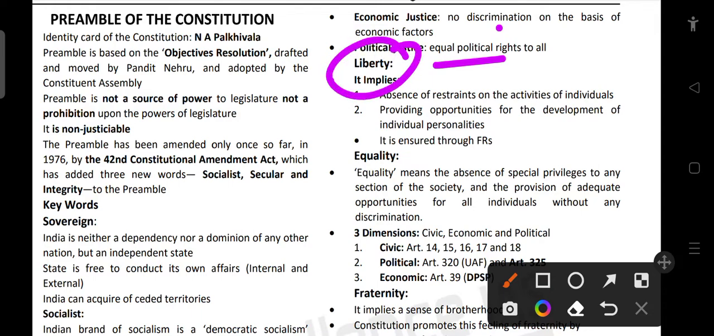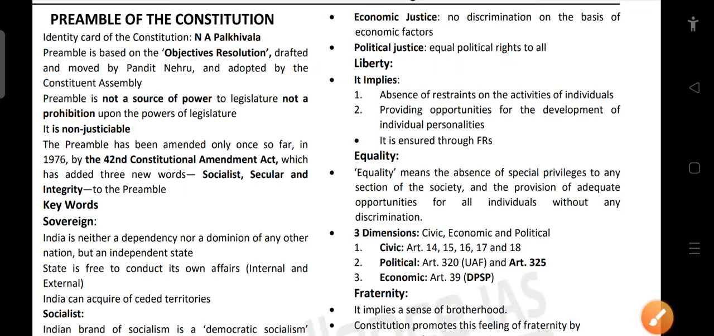Now the next one is liberty. It implies absence of restraint on the activity of individual. No restraint on someone's activity, which is called liberty. It is providing opportunity for development of individual personality and it is ensured through fundamental rights. Liberty is a kind of giving freedom. And there is also restriction on it, which is called reasonable restriction. We cannot say that I have liberty to take someone else's life, right? So there is reasonable restriction.